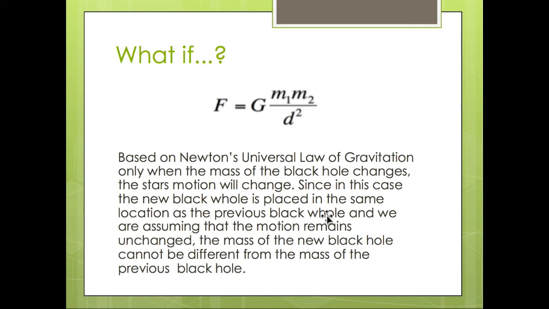Based on Newton's universal law of gravitation, only when the mass of the black hole changes, the star motion will change. Since in this case the black hole is placed in the same location as the previous black hole, and we are assuming that the motion remains unchanged, the mass of the new black hole cannot be different from the mass of the previous black hole.